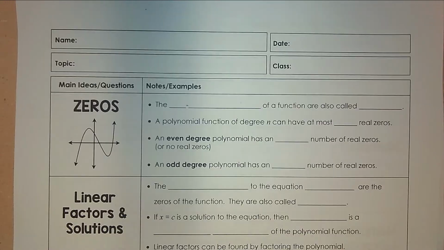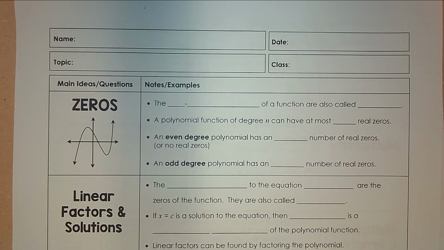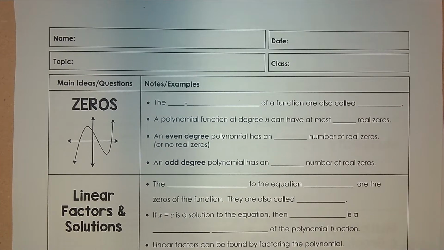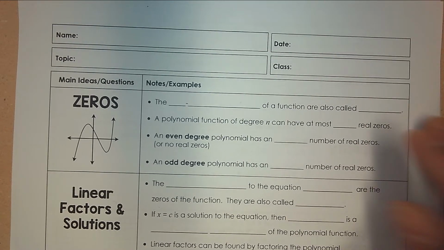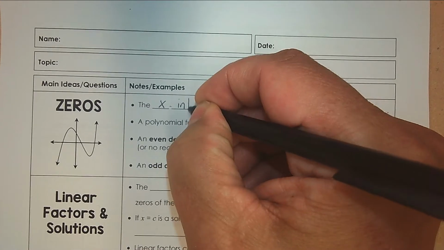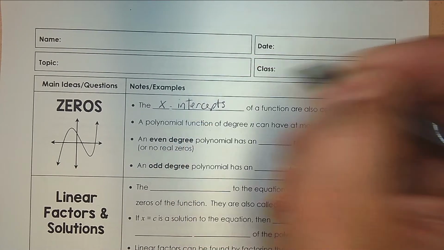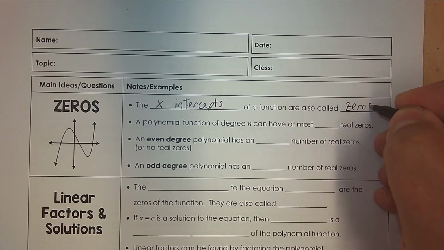All right, here's a lesson on zeros, multiplicity, things like that. So let's start with some vocabulary and then we'll practice. So the x-intercepts of a function are also called zeros. They're also called roots as well.